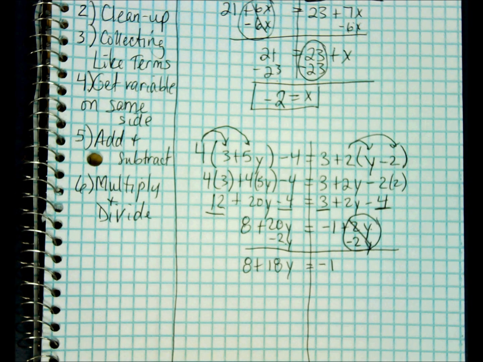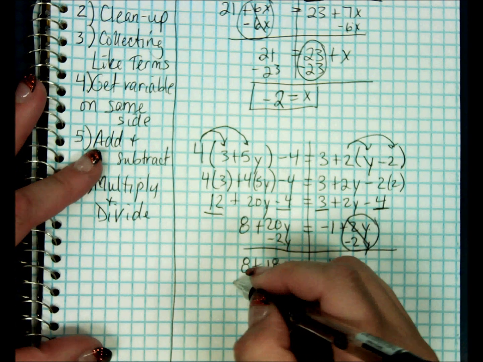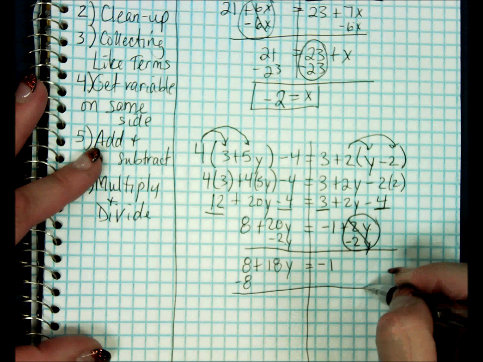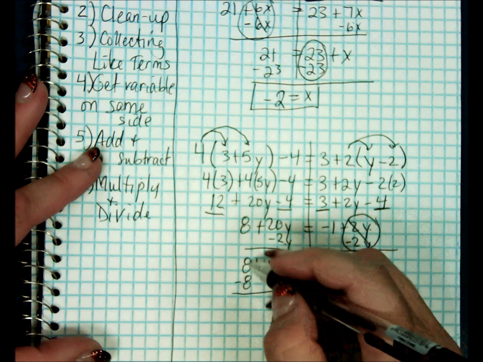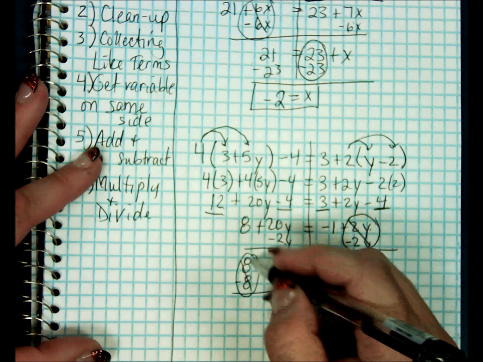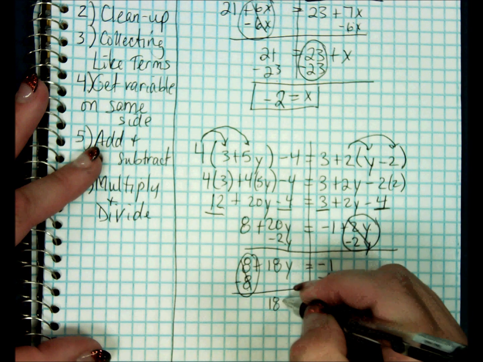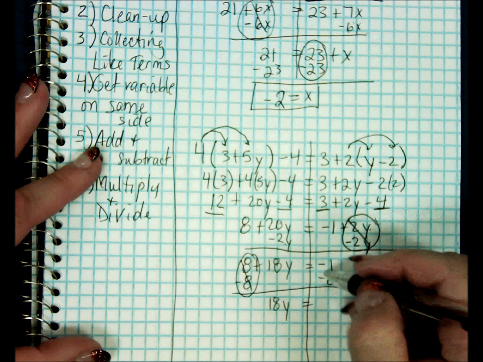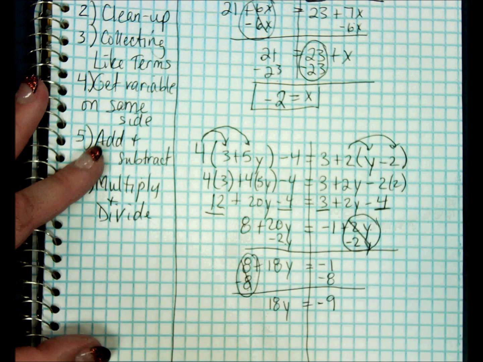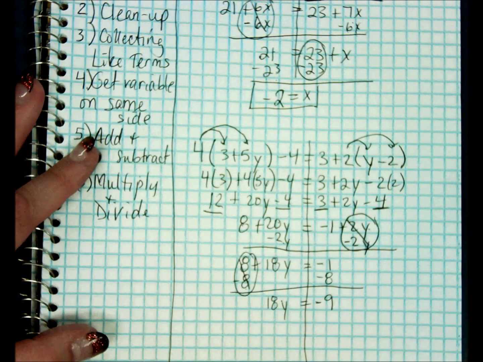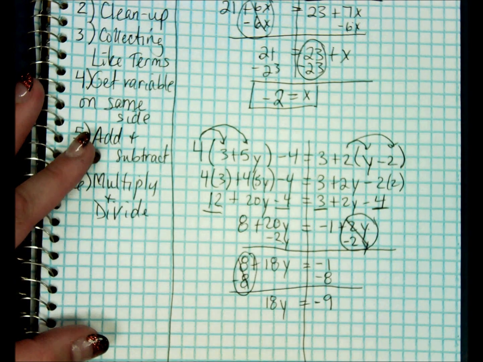Now I'm going to add and subtract to try to get that variable alone. So this is a positive 8 and it's added on, so the opposite would be subtracting. Here we get our 0, 8 minus 8. 18y equals, they're both negative, so I add and they stay negative. Remember that addition and subtraction is very different than multiplication and division.